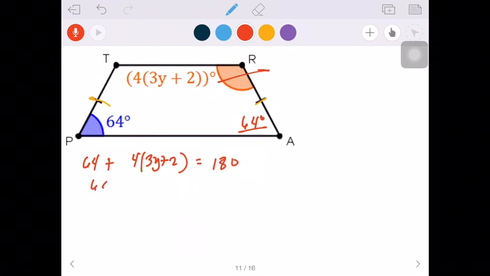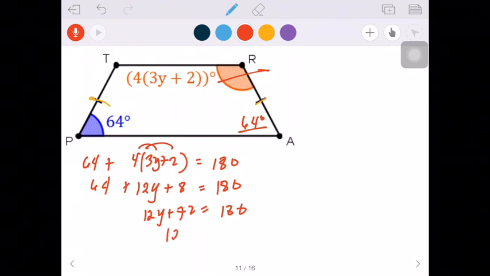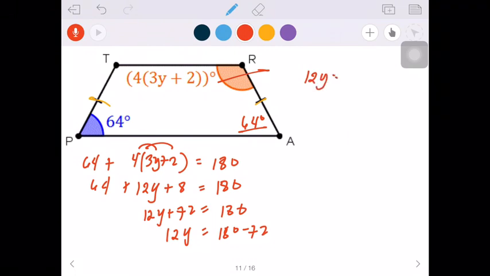So 64, this will be distributed, so be careful with that. And this will be 8 equals 180. So to continue, this would be 12y plus 72 equals 180. So we have 12y here, 180 minus 72. So continuing the value, we have 12y equals 108. I'm sorry, that's 108.